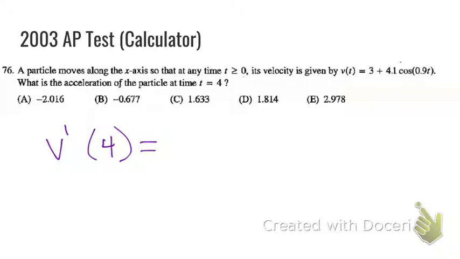Remember, it's math 8 for derivative. 3 plus 4.1 cosine of 0.9t, or in this case, 0.9x. And we are evaluating the derivative at 4. When I did that, I got the answer of 1.633. Answer choice C.